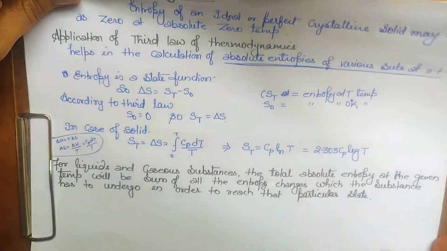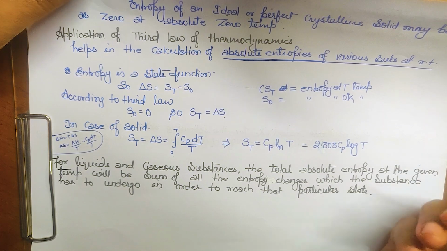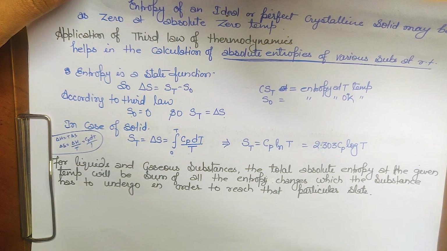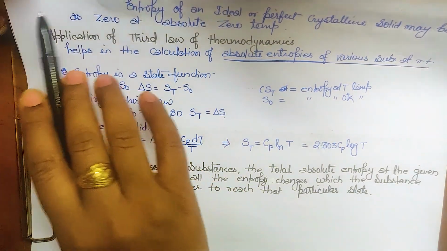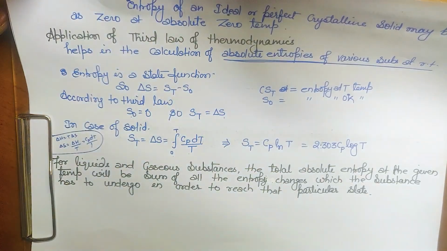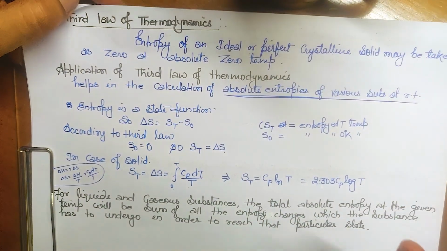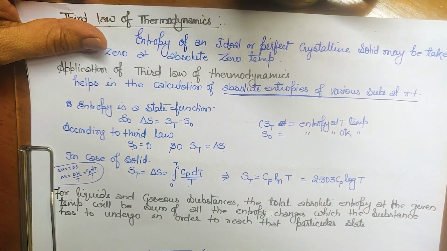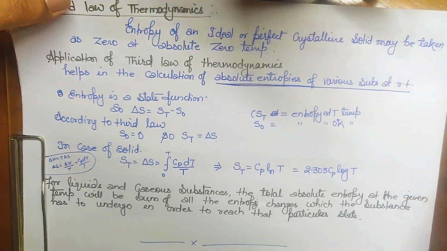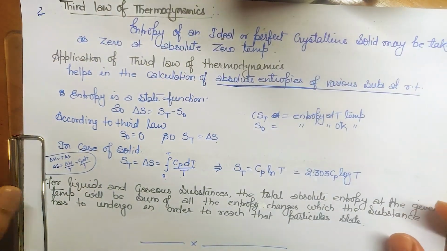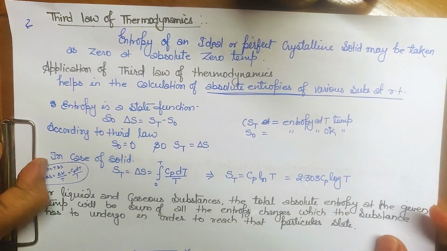And here, sometimes it can be asked in the question, can we find the absolute entropy? So yes, absolute entropy can be found for any substance according to the third law of thermodynamics. Got it? So this is the thing. So that's it for thermodynamics. Okay, and I hope you got it. So thank you, class.